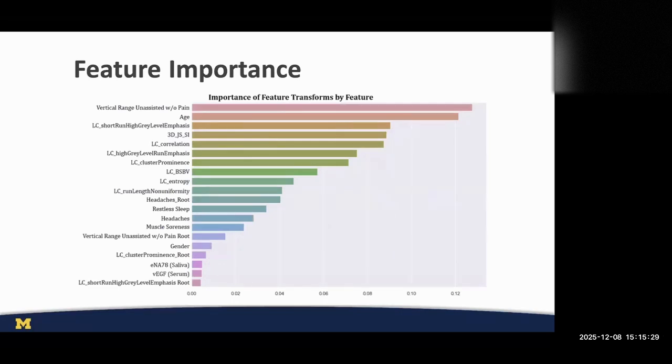Next, we looked at the feature transforms and the feature importance of the feature transforms. We also verified this through an independent analysis with a statistician who didn't see my results, but they got basically similar results. We found that the most important features are how wide you can open your mouth, how old you are, joint distance, which we know a priori to be important, and also several features from the lateral condyles.